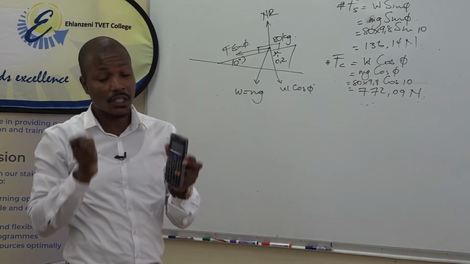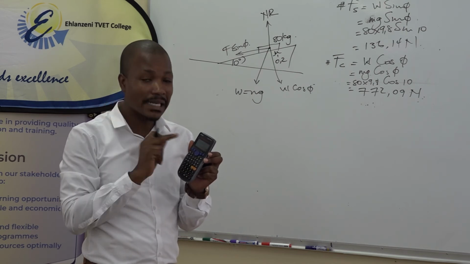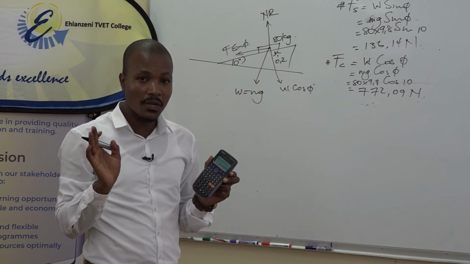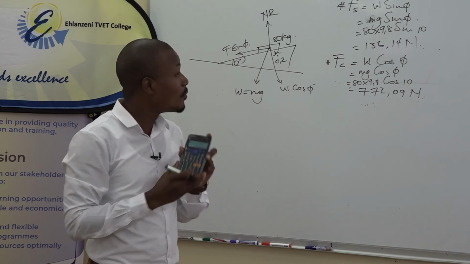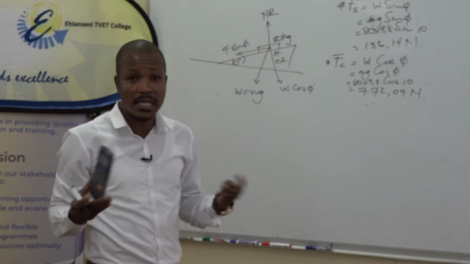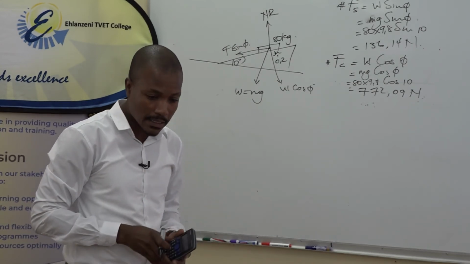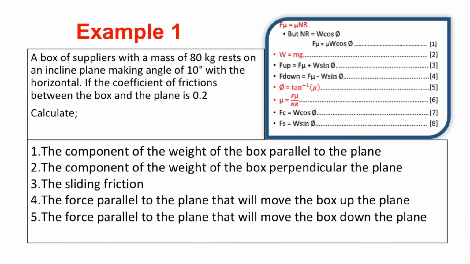Ensure that your calculator at all times is on degrees and not on radians. You can reset your calculator. You can check your calculator's manual on how to reset it so that you always get excellent results, more particularly when you are dealing with trig ratios: sine, cos, and tan. If your calculator is in radians, you might get the wrong answers. But if it's in degrees, everything is sorted.